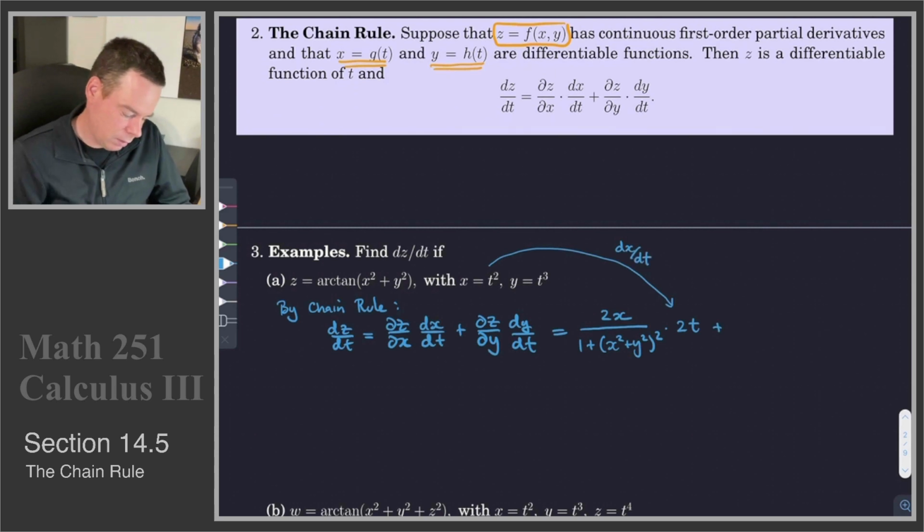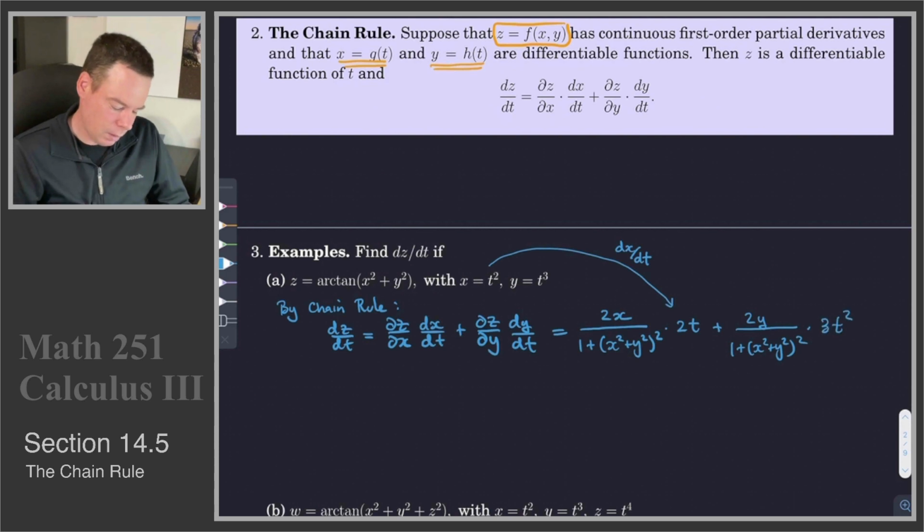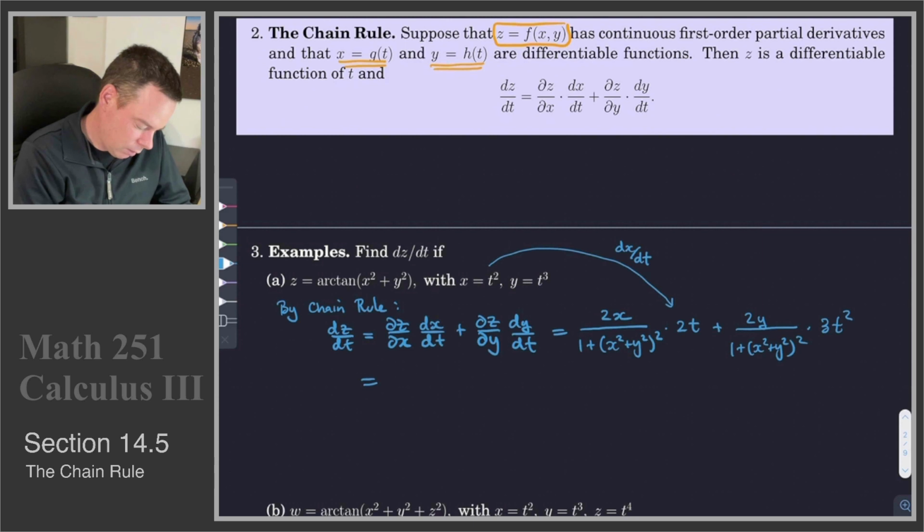And then we add to that the partial derivative with respect to y. It pretty much has the same form, only it's 2y over 1 plus x squared plus y squared, squared, times the derivative of y with respect to t. That's 3t squared. And then we can put it all in terms of t. I'll put that in a different color just to bring it out. So, put in terms of t.